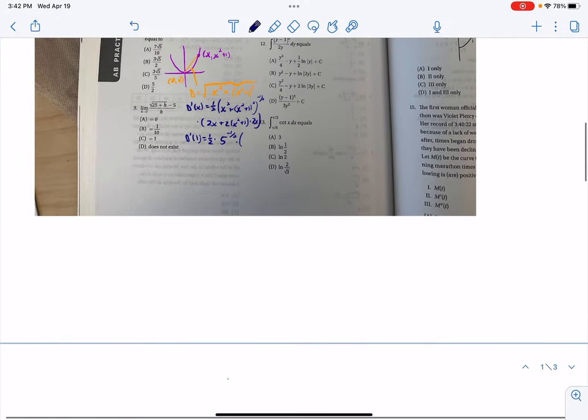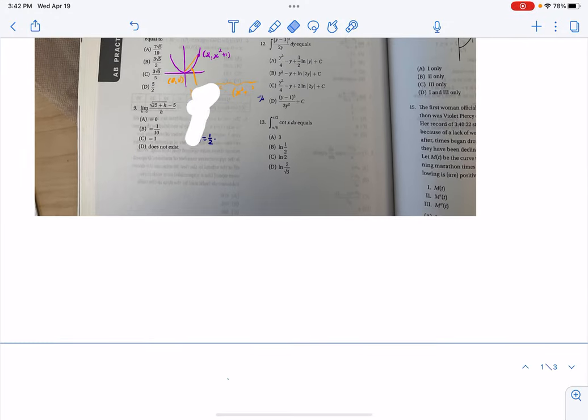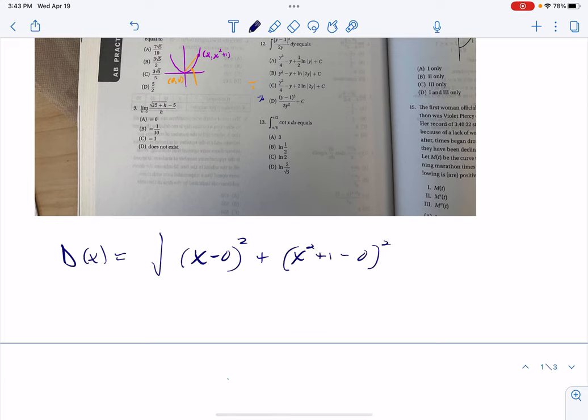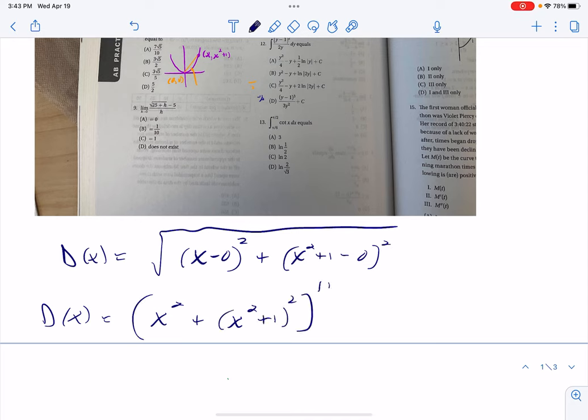Let me give myself more room to do this cleanly, right? Typically, real multiple choice problems, it's just a couple of steps. This one they're making much harder. So, distance as a function of x. Let me write it nice and clearly. It's the difference in the x coordinates squared plus the difference in the y coordinates squared. Add them together and take the square root. So what we really have here is x squared plus the quantity x squared plus 1, squared, all to the 1/2.